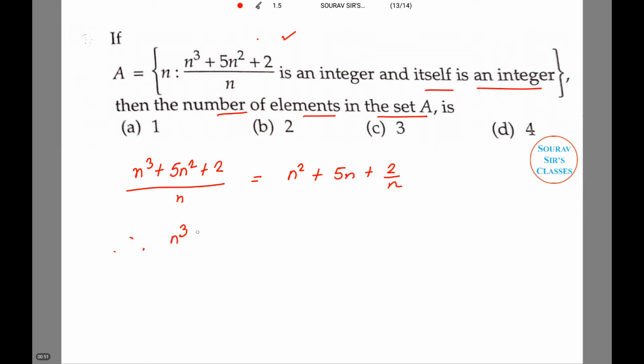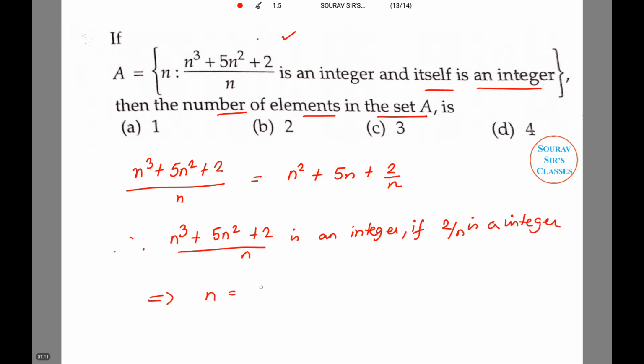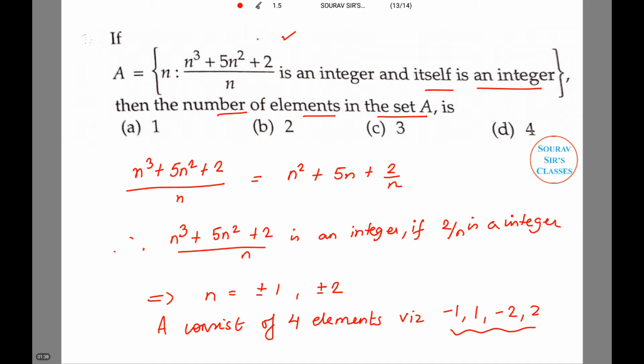Therefore, this term, (n³ + 5n² + 2)/n, is an integer if 2/n is an integer, isn't it? This implies n is equal to ±1, ±2. So A will consist of 4 elements. How come? It will be -1, +1, -2 and +2. If you look at the options, our computed value of 4 elements exactly matches option D. So D is the correct answer for this particular question.